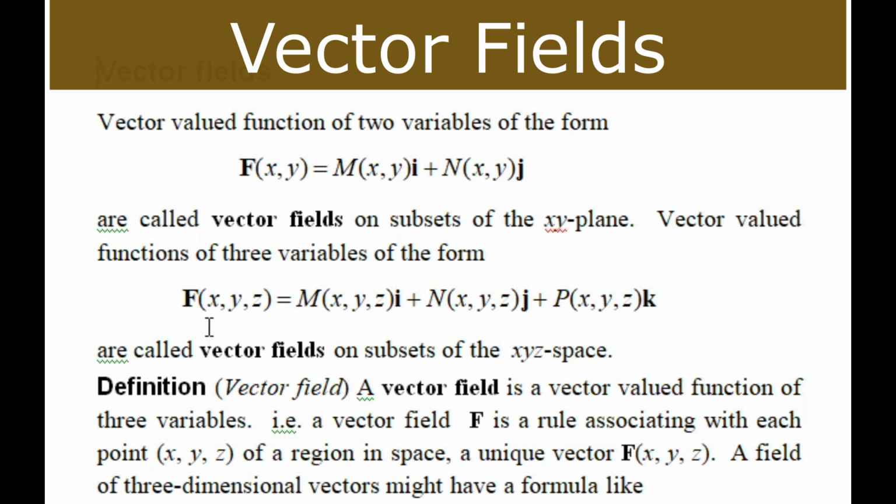Similarly, if we have a function of the form f of xyz equal to m of xyz i plus n of xyz j plus p of xyz k, this is also a function, and here f has a domain which consists of triples xyz, and such triples are from a subset of xyz space. So this function is called a vector field defined over a subset of xyz space.